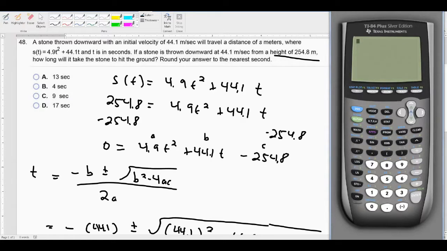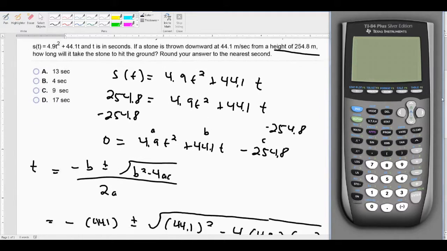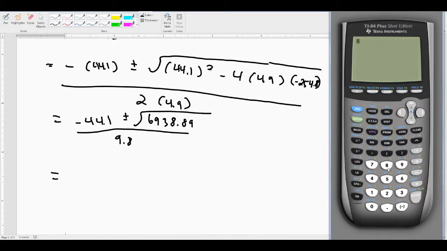And we'll do that with our calculator. So I'm going to do it like this. I'm going to put the whole numerator in parentheses, negative 44.1 plus the square root of 6938.89. Gonna move it over a little bit. Parentheses, divided by 9.8, enter.